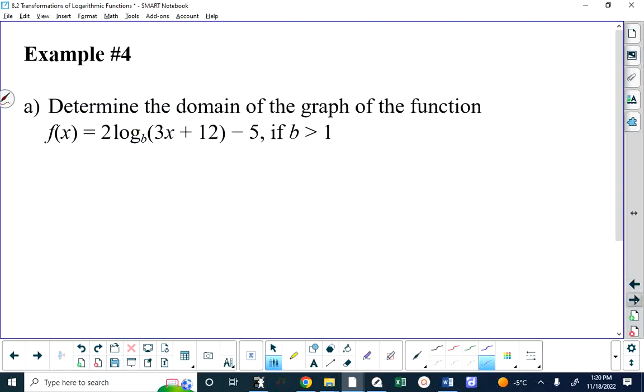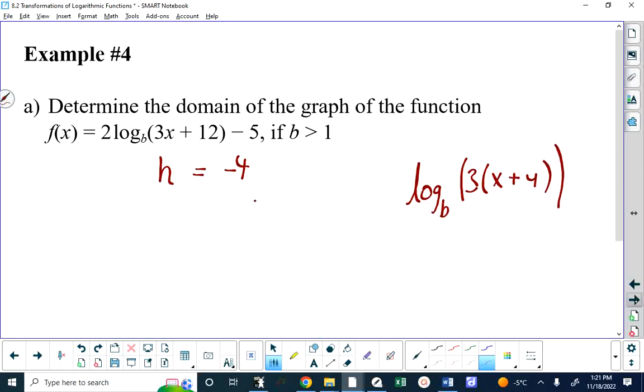Okay, so determine the domain of this graph. Listen, all you have to do is recognize that h is negative 4. Everybody give some thought as to why h is negative 4. You need to take that log base b of 3x plus 12 and factor the 3 out. Then you can see that h is negative 4. Why am I doing that? Because that tells me that the vertical asymptote is at negative 4.